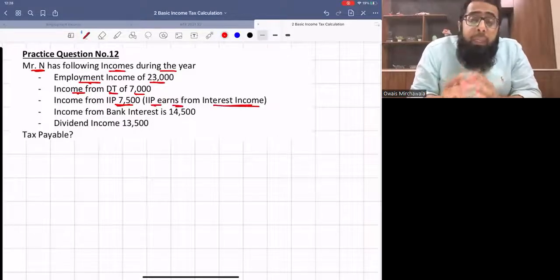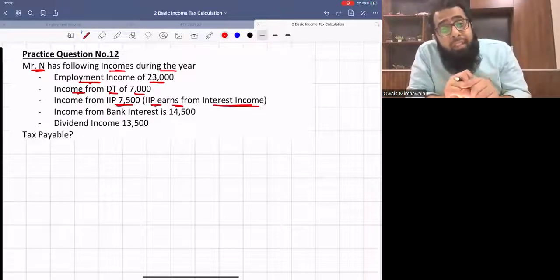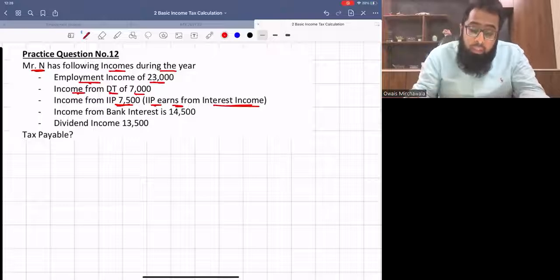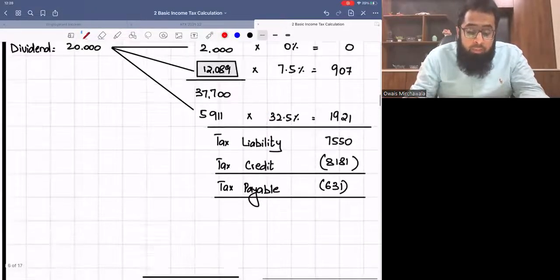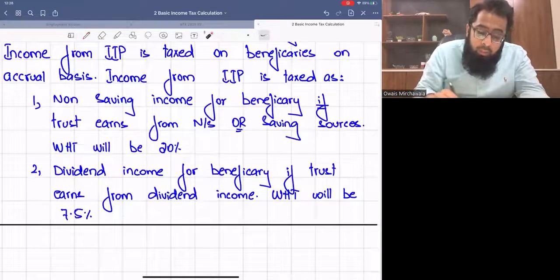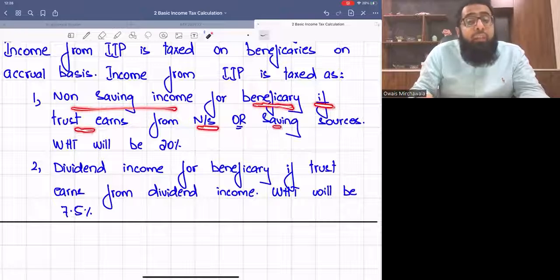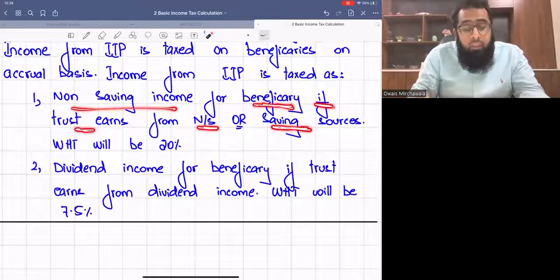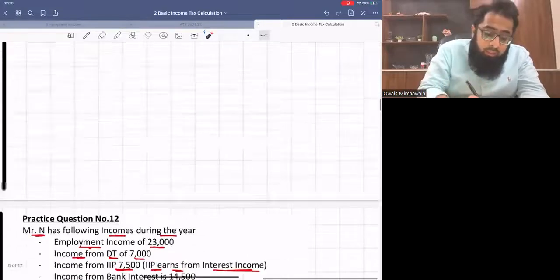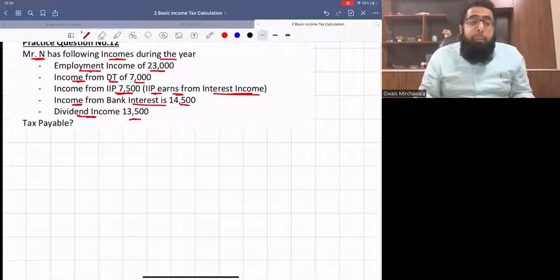Now, if the IIP earns from non-saving or saving sources, we classify it as non-saving income and the withholding tax is 20%. If you remember, we have studied these rules for IIP: if the trust earns from non-saving or saving sources, the withholding tax will be 20%. Then we have income from bank interest, and then we have dividend income.